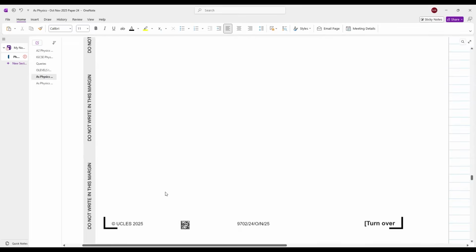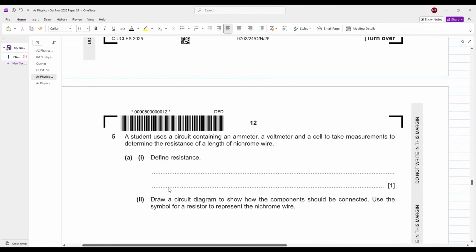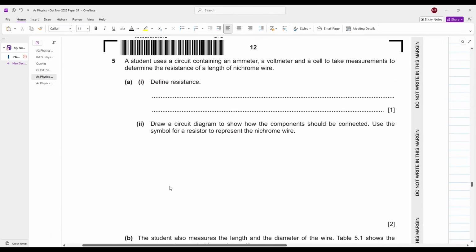Let's see what is written. A student uses a circuit containing an ammeter, a voltmeter, and a cell to take measurements to determine the resistance of a length of nichrome wire. अच्छा जी, ammeter, voltmeter and a cell use हो रहा है to determine the resistance of a length of nichrome wire. Define resistance. Resistance की definition बताओ.